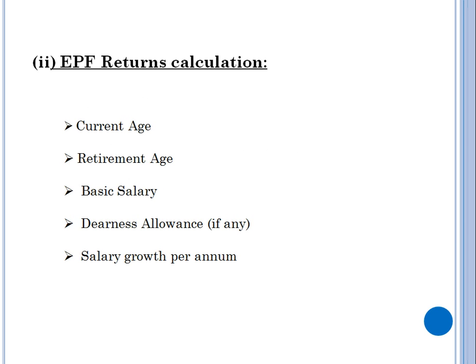Now let us see how EPF returns are calculated. We have to figure out some of the most important variables from the case study. Those are current age, retirement age, basic salary, dearness allowance if any, and salary growth per annum. If we can list out all these variables, we can create an EPF calculator for Mrs. Princey.